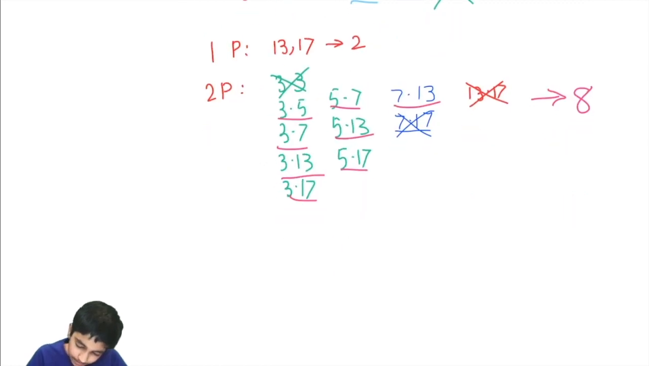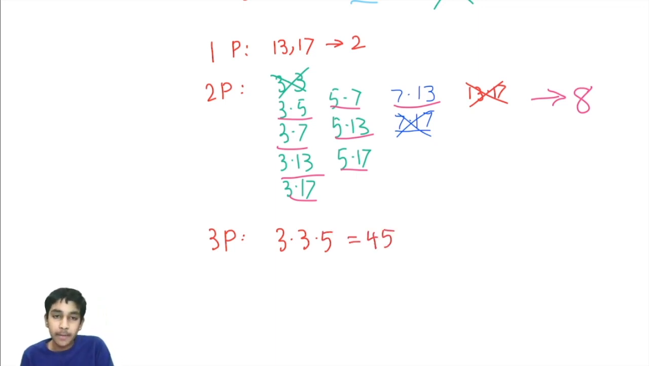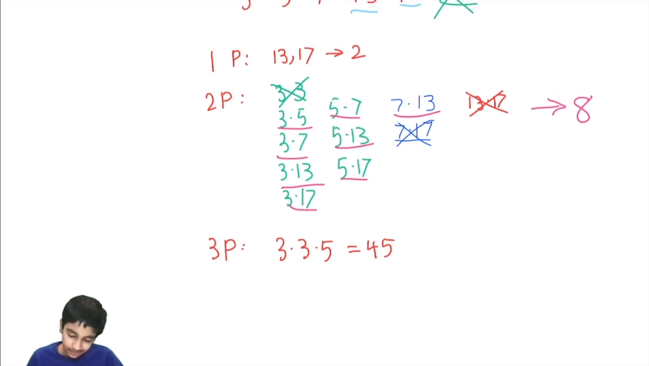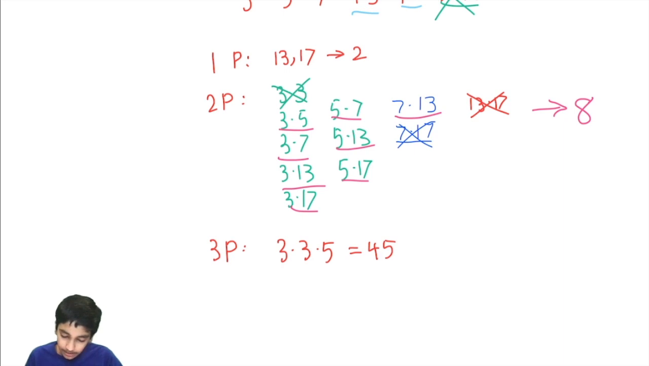Now, the last case, 3 primes. What is the smallest possible value? You can have 3 times 3 times 5, and that's the smallest possible value, that's 45. So we notice that most of the time when you multiply 3 primes, it's going to be way bigger than 100. So there's very few possibilities you have to check here. 3 times 3 times 5 works. 3 times 3 times 7 also works. That's going to be 63.